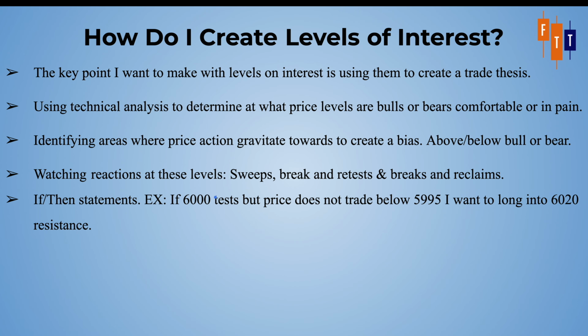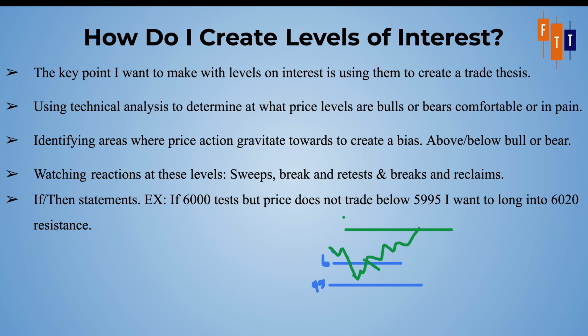And then using if-then statements. So in that example, if 6,000 tests, let's pretend that's 6,000, and this is a really bad 95. If price comes down, let me change the color. Price comes down, and let's say it breaks below 6,000. If it breaks below 6,000 and then does not break below 95 and reclaims, if it breaks and then it reclaims, then I want a long up here into 6020, and I get in long right here for a move back to 6020. That's how I would view an if-then statement.